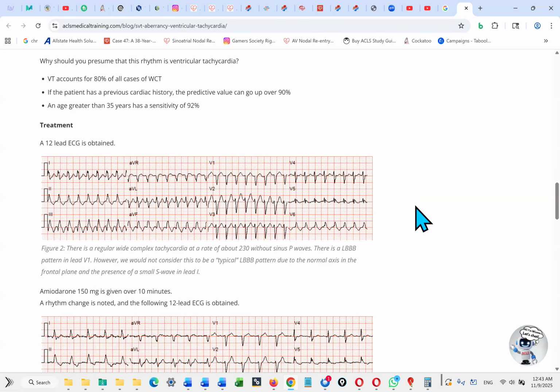So what's the criteria for SVT? Is it just wide complexes? Well, if it is a supraventricular tachycardia, a P wave will be identifiable first of all.